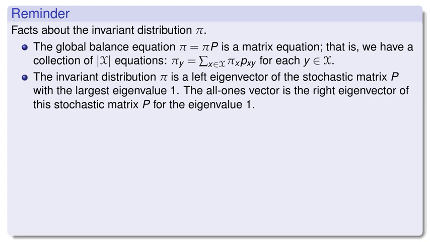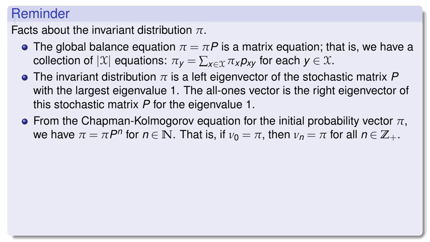Secondly, the invariant distribution Pi is a left eigenvector of the stochastic matrix P, and it corresponds to the largest eigenvalue, which is 1. It's also worth noting that the all ones vector is the right eigenvector for this same stochastic matrix P, also corresponding to the eigenvalue 1.